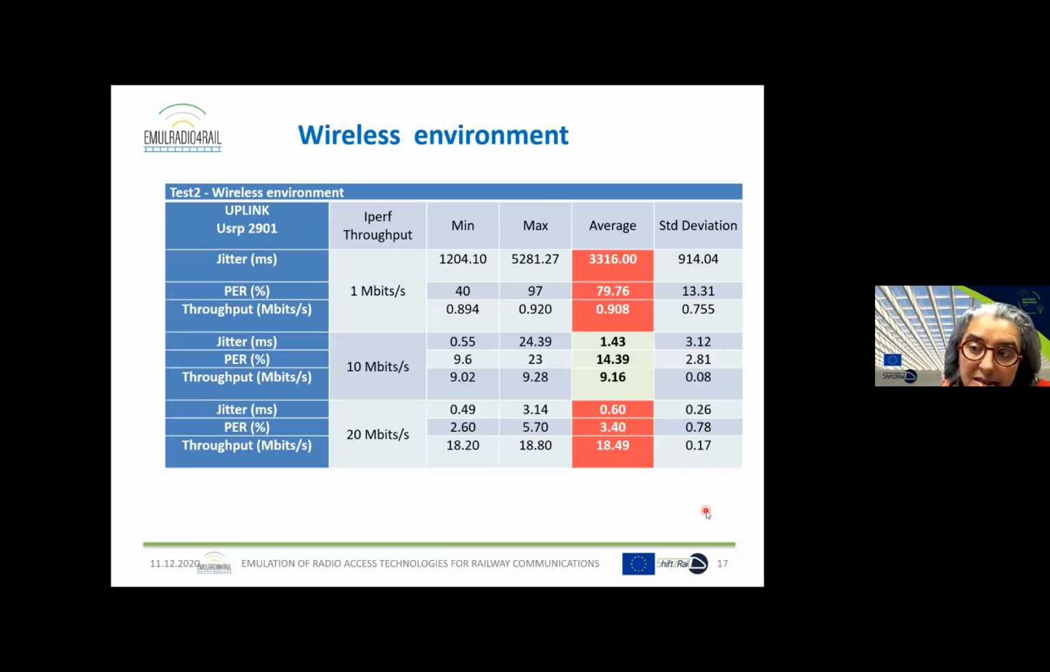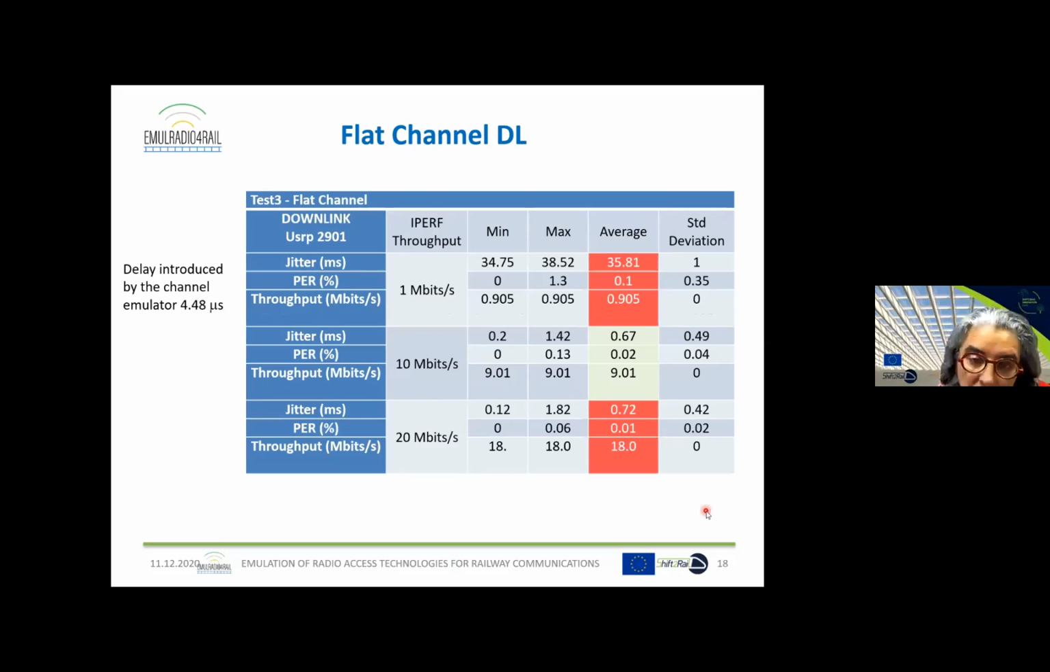Yes, for the uplink, we observe curiously very high jitter for the low throughput. So we are still investigating, and we are discussing this with our colleagues of Open Air Interface. Next one.